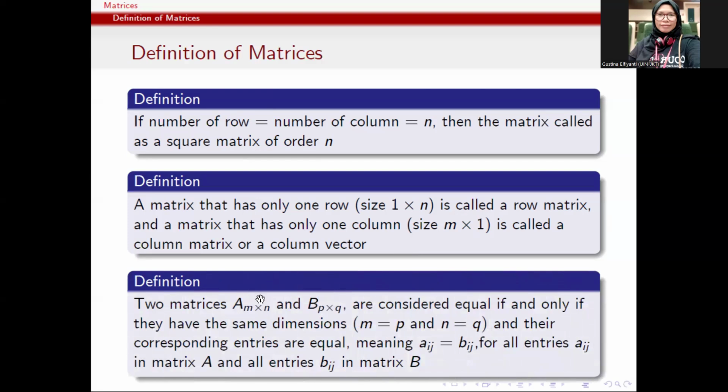Two matrices A and B are considered equal if and only if they have the same dimensions, which means that m must be equal to p and n must be equal to q. And their corresponding entries are equal, meaning Aij must be equal to Bij, for all entries Aij in matrix A and all entries Bij in matrix B.